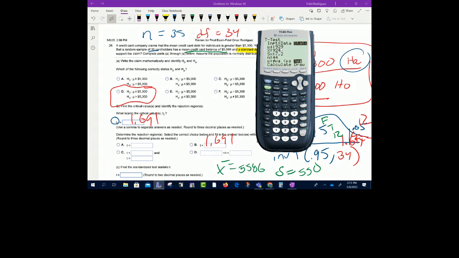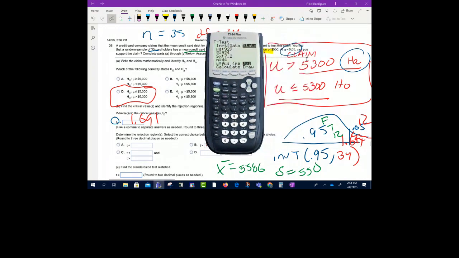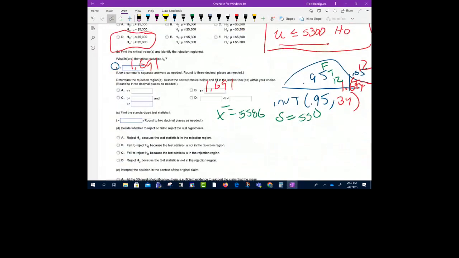In this case my mu was 5,300, so let's change this to 5,300. My X bar is 5586. Our S is 550. Our N, we wrote it down, was 35. We're still looking at a right tail test. Let's hit calculate. My T value I'm coming up with is 3.08. They want two decimal places, so 3.08 is what I'm getting.